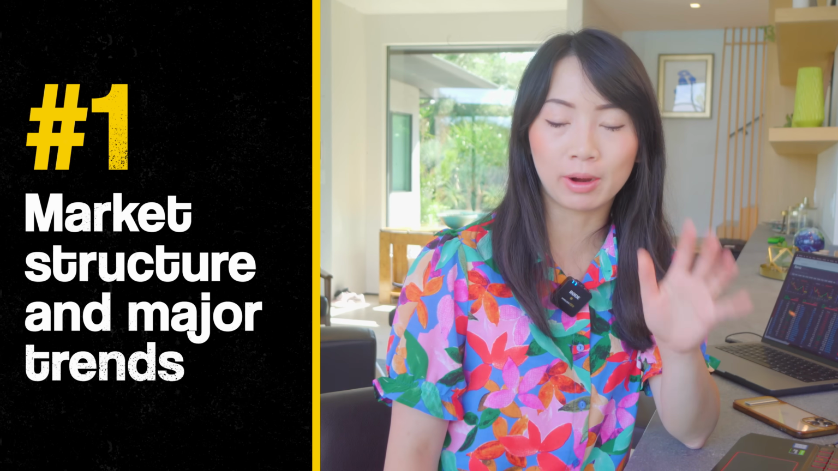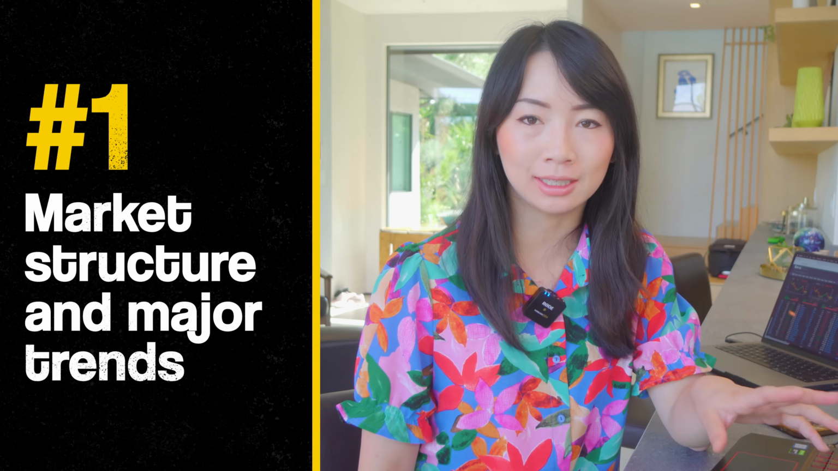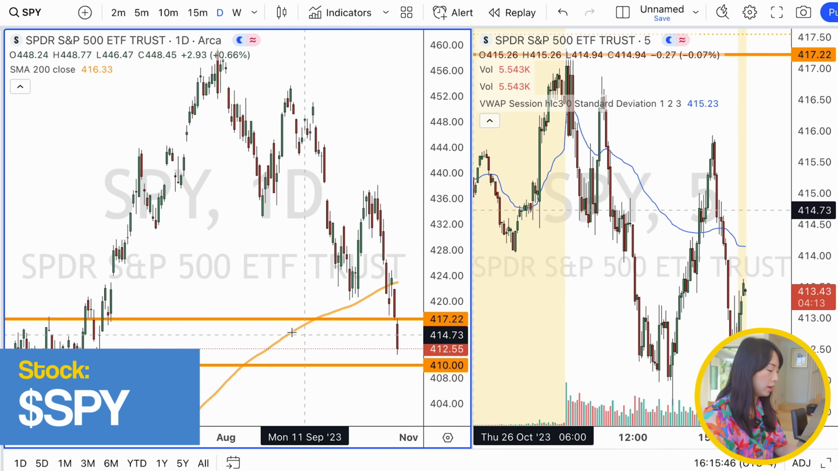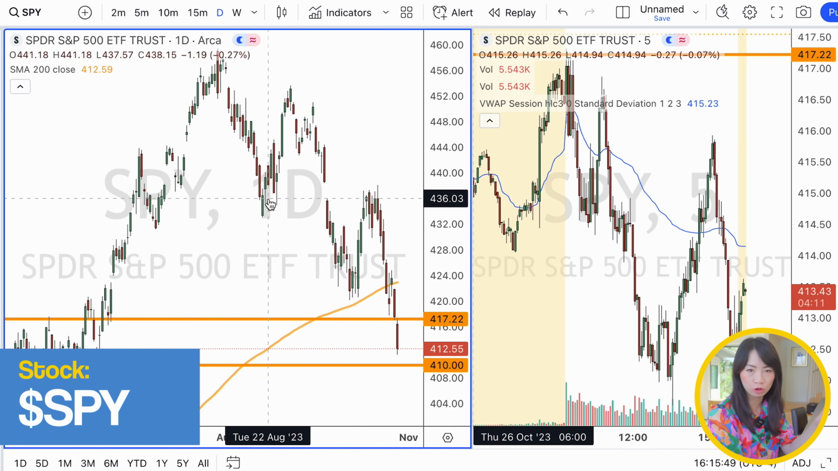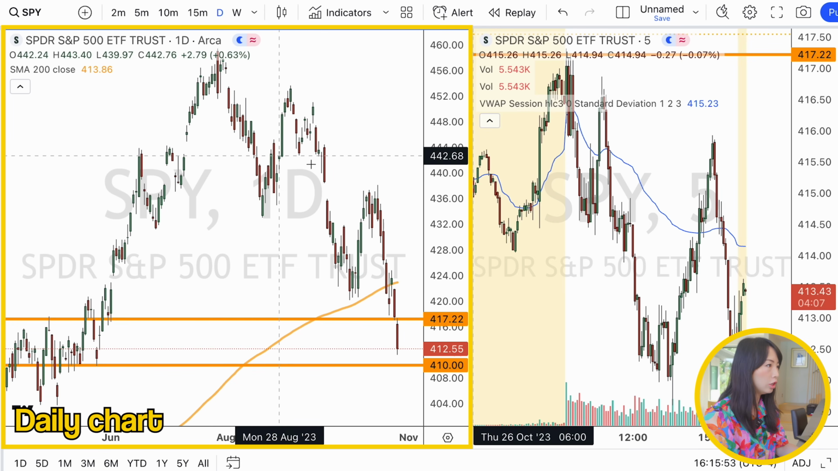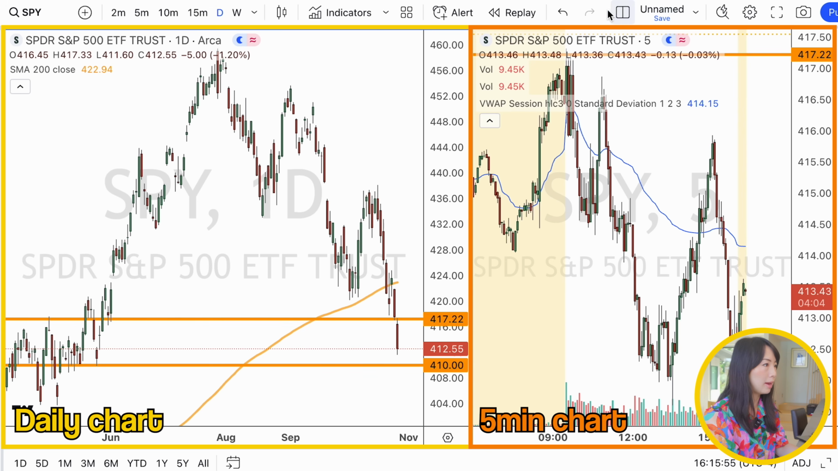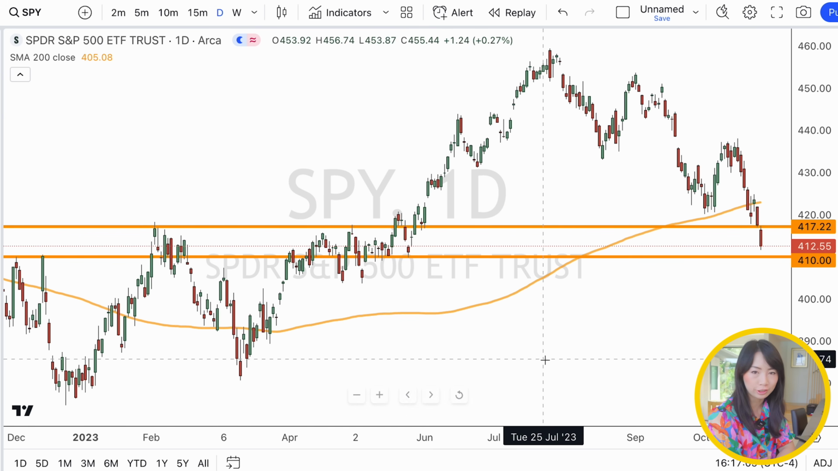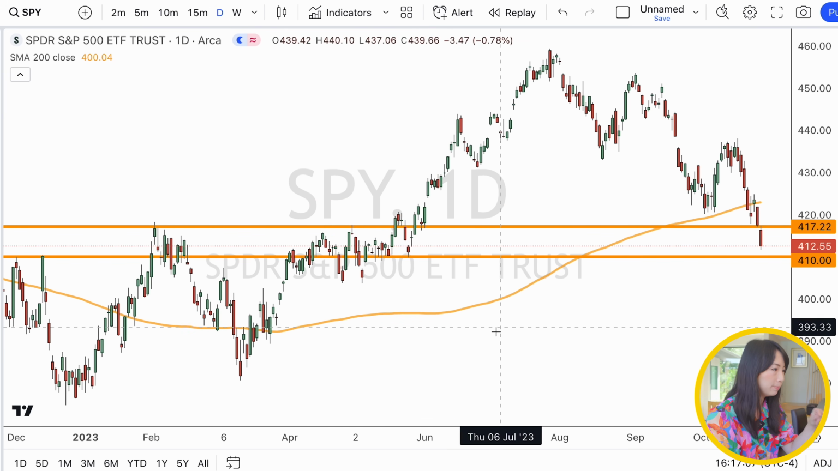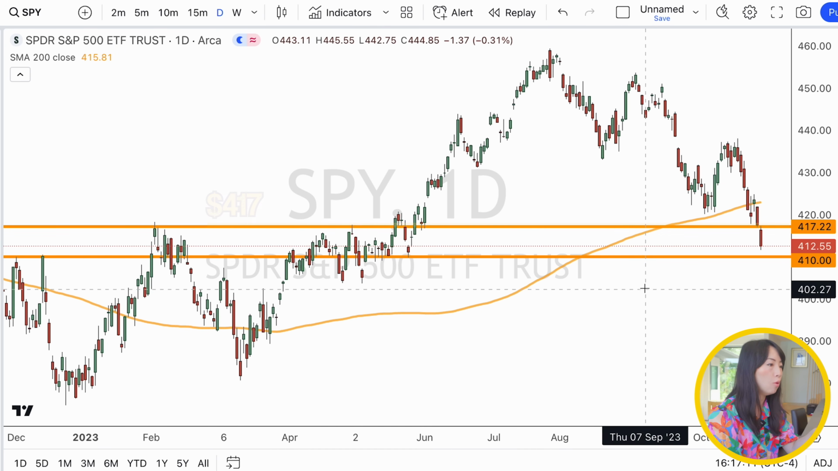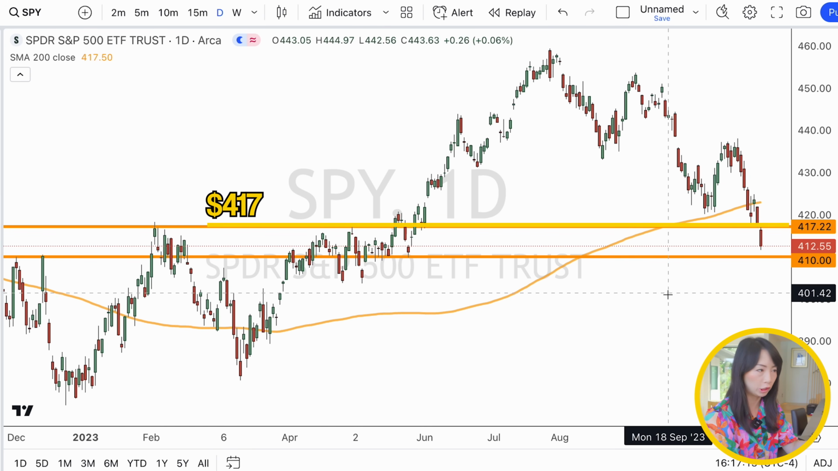Okay, let's start with market structure and major trend analysis right now. So I usually look at my overall market trend on either SPY or QQQ on the top screen over here. You can see on the left-hand side the daily chart. That's kind of what I usually use, so let's maximize it. And you can see on the daily chart here, I use the 200 SMA down here, the orange line. And also, these are the major key supports or resistance on the market I'm watching for the day.